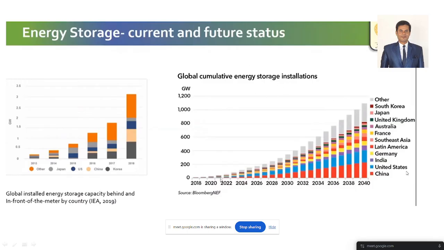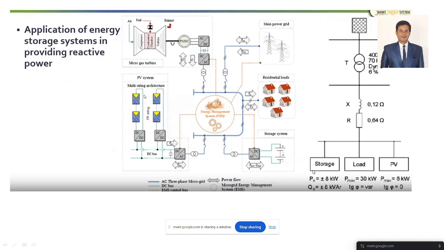If we see India, Germany, the United States and China, all are going for enormous storage in terms of gigawatts. Everyone is going for storage in gigawatts. It is rapidly going to increase by the year 2040, so it will keep on increasing. Various countries are going to keep storing energy.